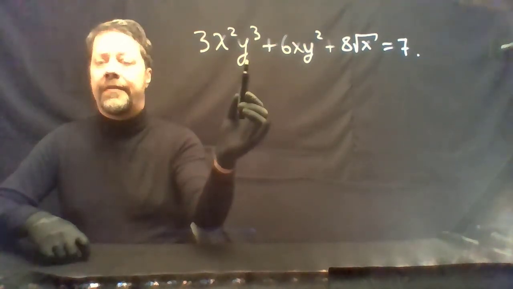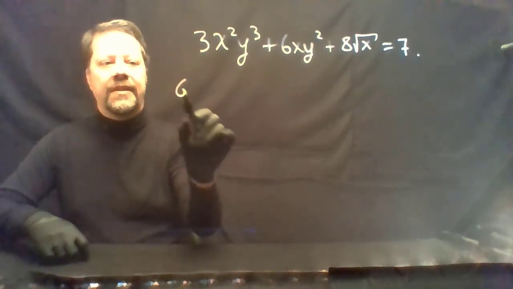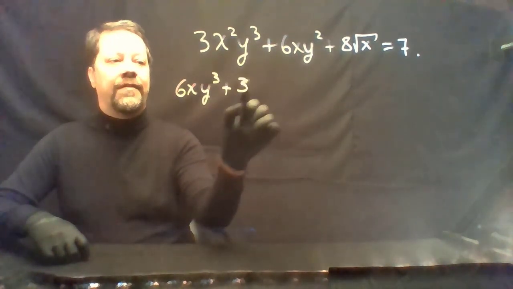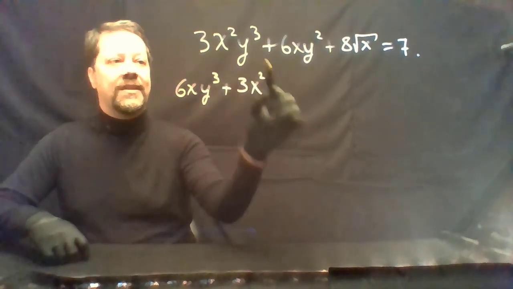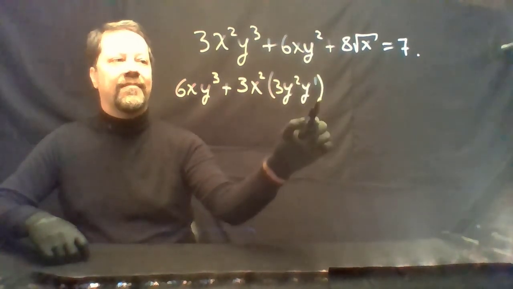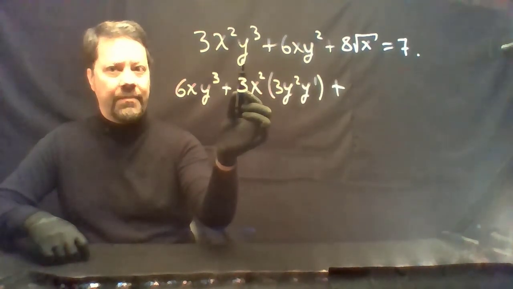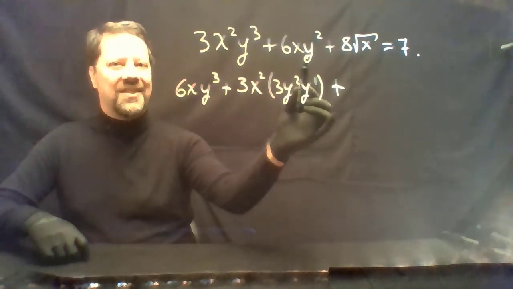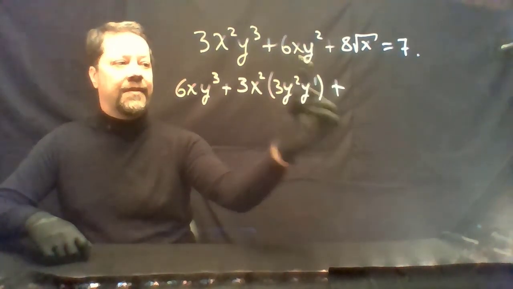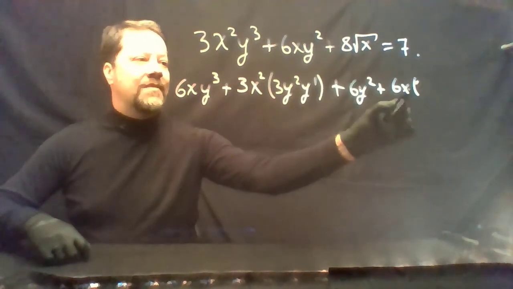To take the derivative of the first term, we need to use the product rule. The derivative of the first is 6x times the second plus the first, which is 3x squared, times the derivative of the second, which is 3y squared y prime. These two terms represent the derivative of just this first term. Now, on the second term, same thing. Product rule, power rule, chain rule. Derivative of the first times the second plus the first times the derivative of the second.